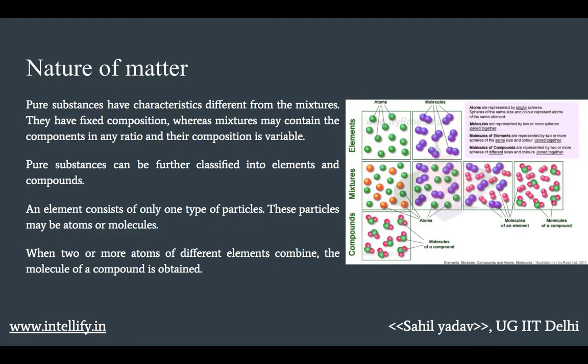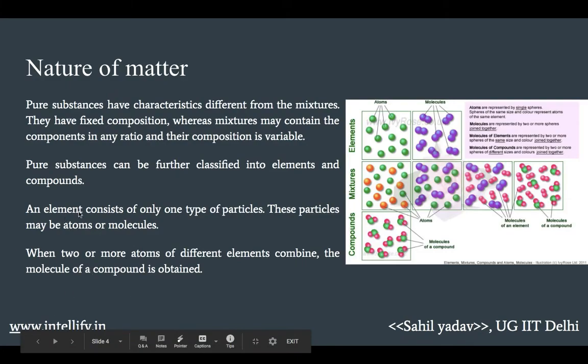Some elements such as sodium or copper contain a single atom as their constituent particle, whereas in some others two or more atoms combine to give molecules of the element. Thus, hydrogen, nitrogen, and oxygen gases consist of molecules in which two atoms combine to give their respective molecules. When two or more atoms of different elements combine, the molecule of a compound is obtained. The examples of some compounds are water, ammonia, carbon dioxide, sugar, etc. The molecules of water and carbon dioxide are represented in the figure.